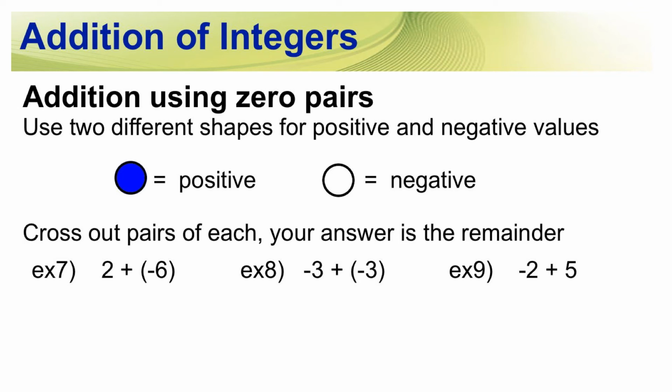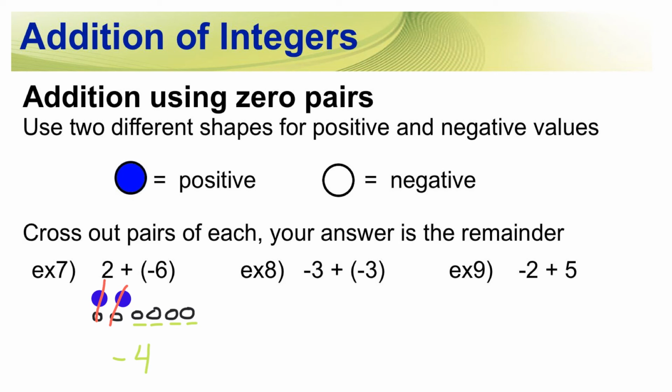So for example number 7, I have the example of 2 plus -6. So I have positive 2, and then I have -6, so I'm going to represent that with 6 hollow circles. 1, 2, 3, 4, 5, 6. Now I'm going to cross off any pairs that consist of one blue and one hollow, and whatever is left over is going to be my answer. And you can see I have 4 hollow circles, which means I have -4 as my final answer.